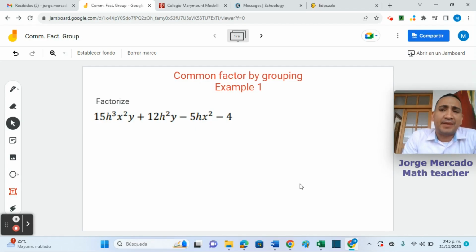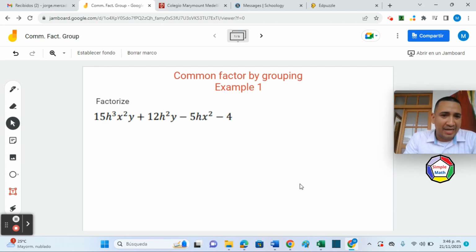In this video, we'll explain an exercise about factorization. Factorization, common factor by grouping. The instruction is factorize, and there we have a polynomial. If you see, we cannot get a common factor because there is not a number that we can divide all those numbers, and there is not a letter or a variable that we can divide all of them.